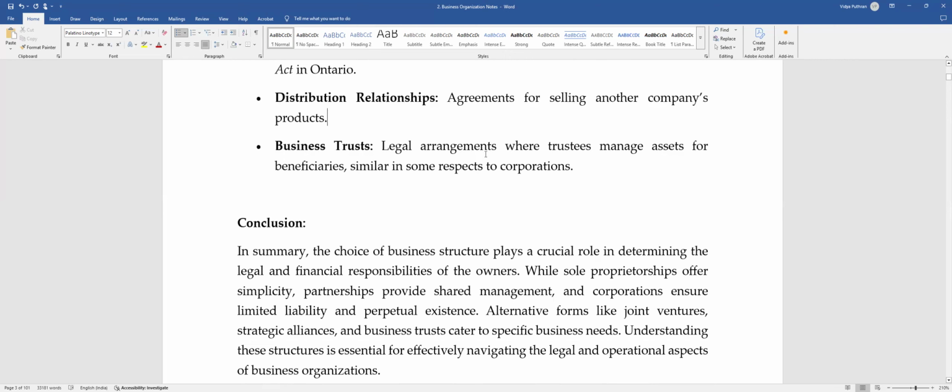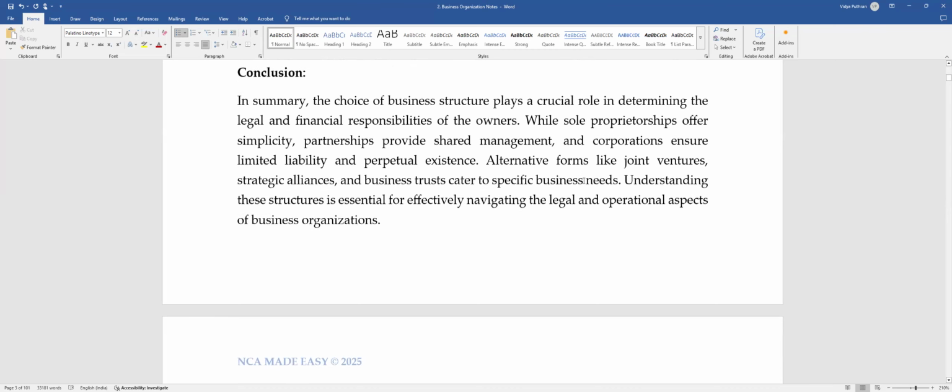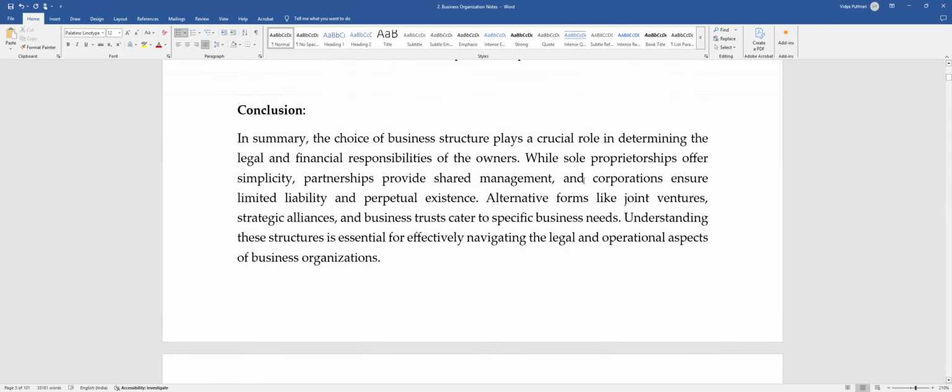Business trust: a legal arrangement where trustees manage the assets for beneficiaries, similar in some respects to a corporation. So trustees also manage someone else's assets. It also sort of runs like a company, but it is not a separate legal entity. So, in conclusion.